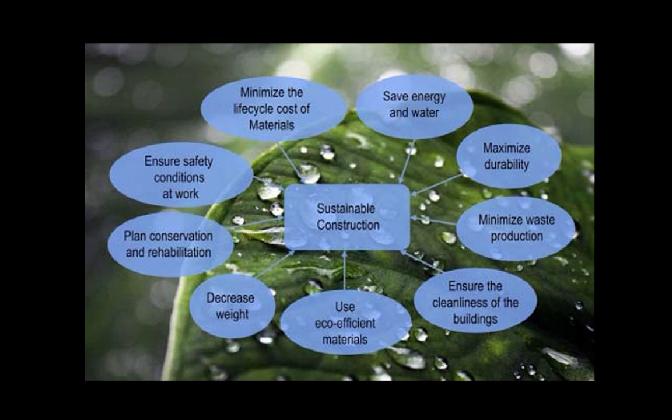When it comes to sustainable construction, the aspects we can achieve are: save energy and water, maximize durability, minimize waste production, ensure the cleanliness of the building, use eco-efficient materials, decrease weight, plan conservation and rehabilitation, ensure safety conditions at work, and minimize the life cycle cost of materials. With respect to the civil engineering aspect, these considerations are very important and we will be focusing on all of these aspects. So with this we have given a brief introduction to the elective of sustainable architecture.